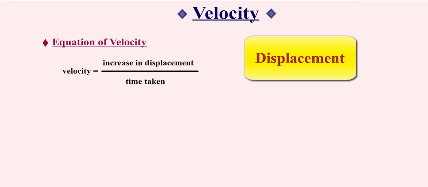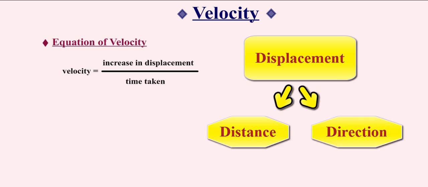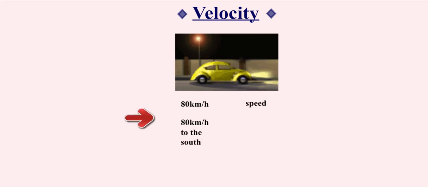We mentioned in another video that the displacement is a vector quantity. It represents the distance in a certain direction. For example, this car. If we say this car is moving 80 kilometers per hour, here we mean the speed. But if we say it is moving 80 kilometers per hour to the south, we mean the velocity.